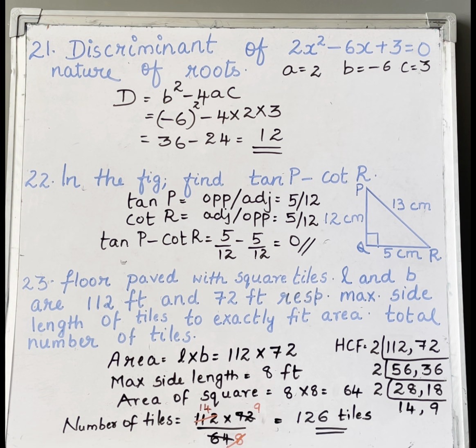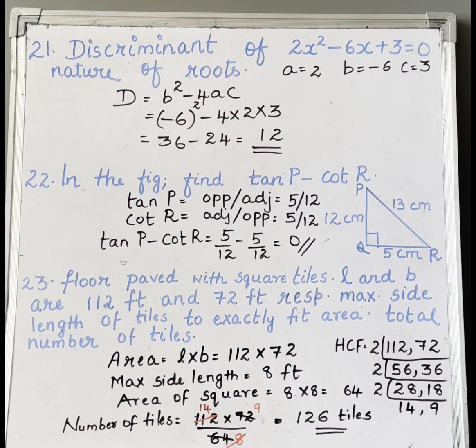Since d is positive and greater than 0, the roots are distinct, and there are 2 roots for this quadratic equation. Based on the value of d, we can determine the nature of roots. If d is greater than 0, then we have distinct real roots. When d is less than 0, there are no real roots. And when d is equal to 0, we have equal roots.